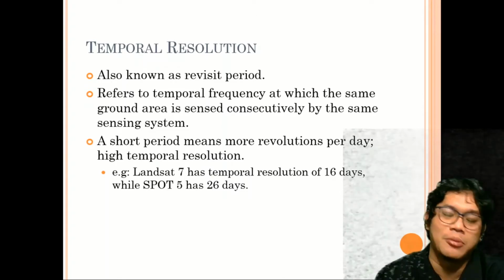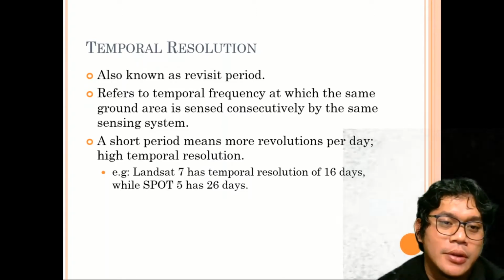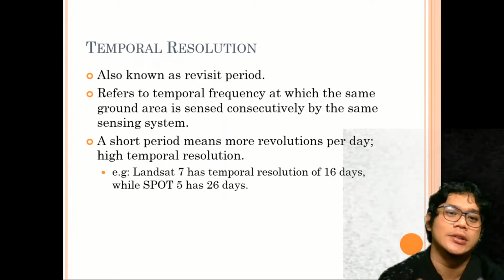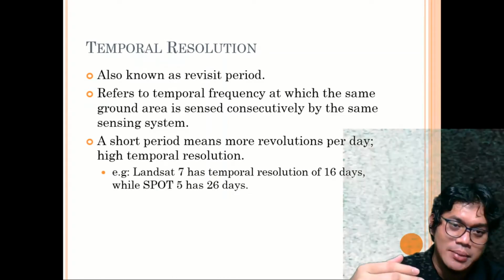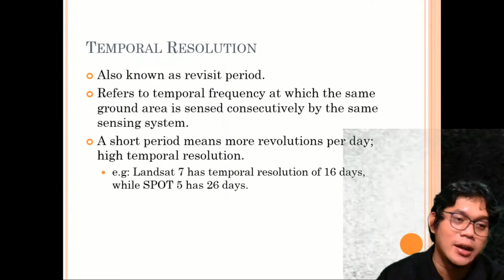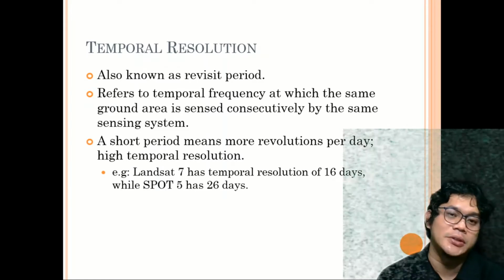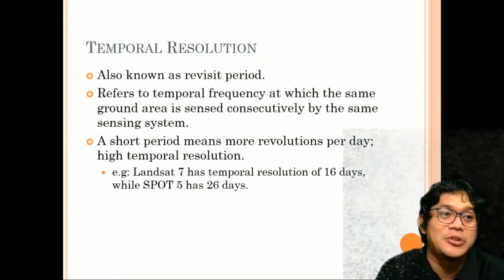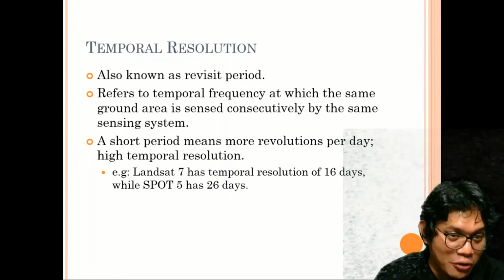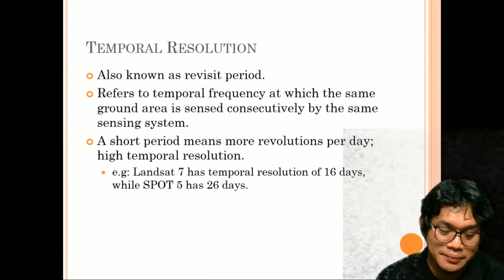And another one will be the temporal resolutions, also known as the revisit period. So basically, it refers to the temporal frequency at which the same ground area is sensed consecutively by the same sensing system. Our satellites are circling the orbit. Okay. So when they circle the orbit, you cannot ask them to take photos of whatever places you want ad hoc. So basically, we have to wait for the orbiting period.